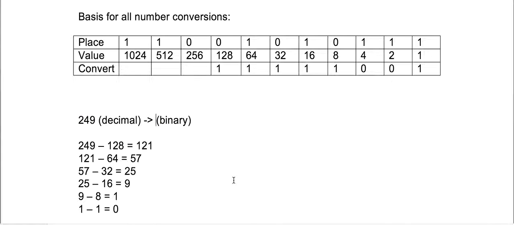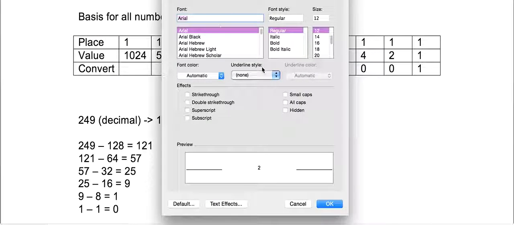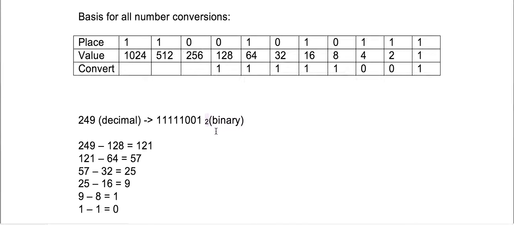So our binary value of 249 as a decimal is 11111001. Obviously, to indicate binary, you can put a little number 2 as a subscript. We're going to make it subscript. Perfect. And that just means we're talking in binary. Okay. So that's the answer of how to convert 249 as a decimal into a value of binary.